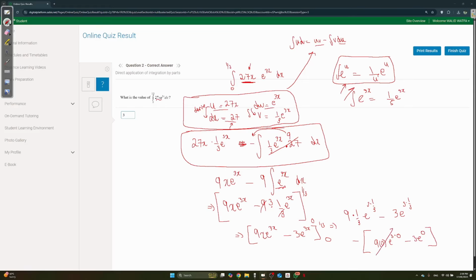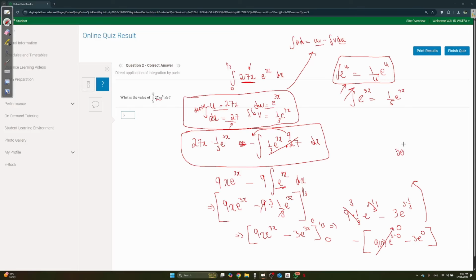Now, this here is going to get cancelled. This will not get cancelled. Remember, anything to the power of 0 is 1, not 0. So let's simplify this. I'm going to go up. 9 over 3 is going to become 3. e to the 3 times 1 over 3 becomes what? 1. So it becomes 3e to the power of 1.